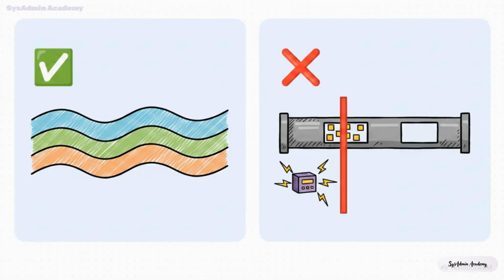Now, put on your system administrator hat for a second. FDM has some clear pros and cons. The biggest advantage is that transmitters can send signals continuously, and you don't need any complex, dynamic coordination between the devices. However, the disadvantages are pretty significant for modern data networks.